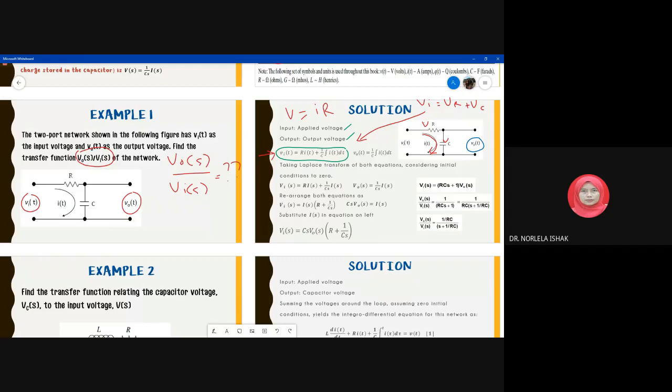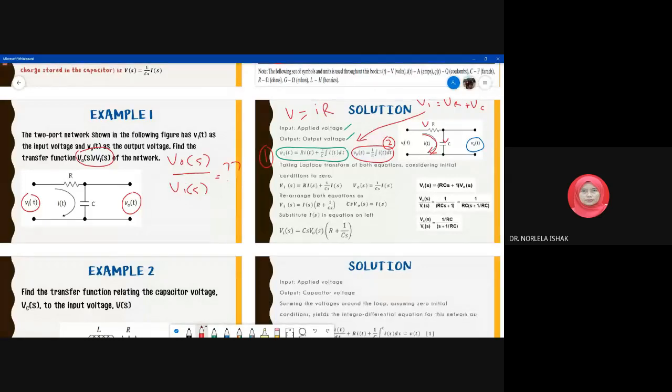So this is considered our equation number 1, and this is our equation number 2. Equation 1 shows the total voltage inside the circuit, but the capacitor voltage equals V naught. So we want to define the transfer function V naught over Vi.